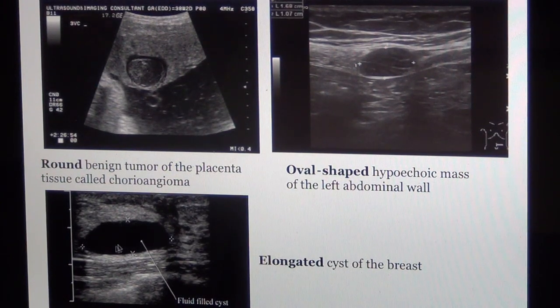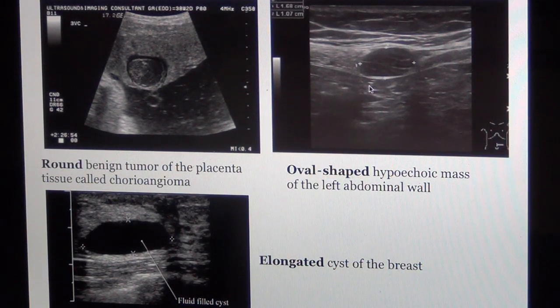And this is another one called elongated. Sometimes we find it tubular. Okay, so we need to write that down. I can tell you, if it is in the placenta, it is in the anterior abdominal wall. And I believe this is a fluid filled cyst in the breast. This is the breast glandular tissue, and we see this is an elongated fluid filled cyst. Okay, that's the way we will describe it.